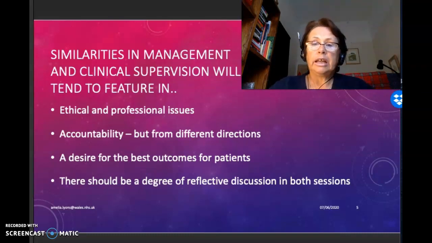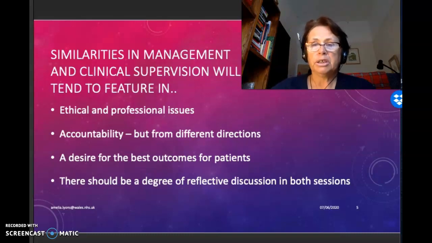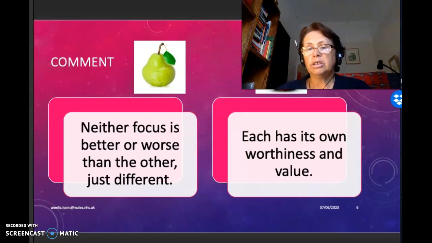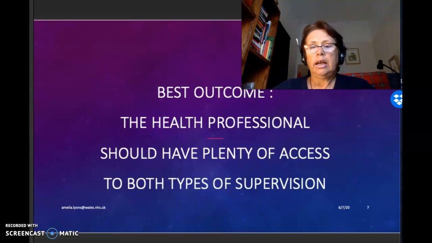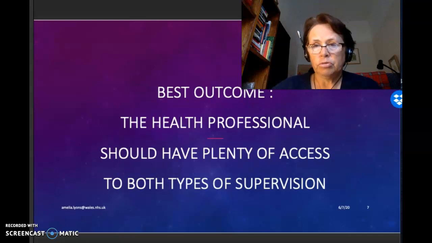but there's likely to be more in the clinical space where it's specifically for reflection, whereas in the management space there's much more of a breadth of tasks to be thought about. So neither focus is better or worse than the other, they're just different. And the best outcome, of course, is that the health professional should have plenty of access to both kinds of supervision.